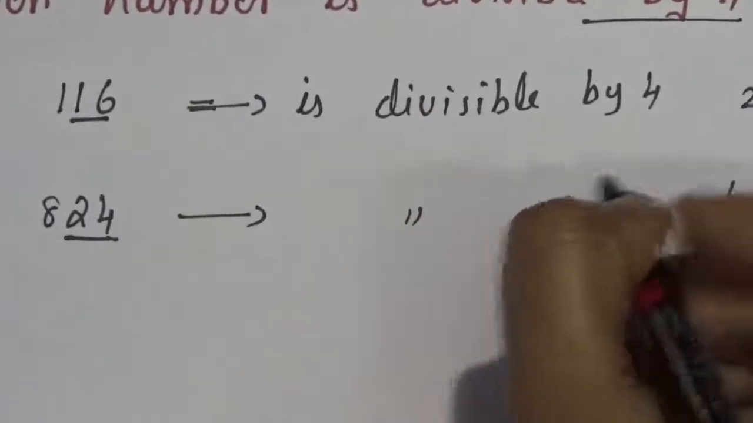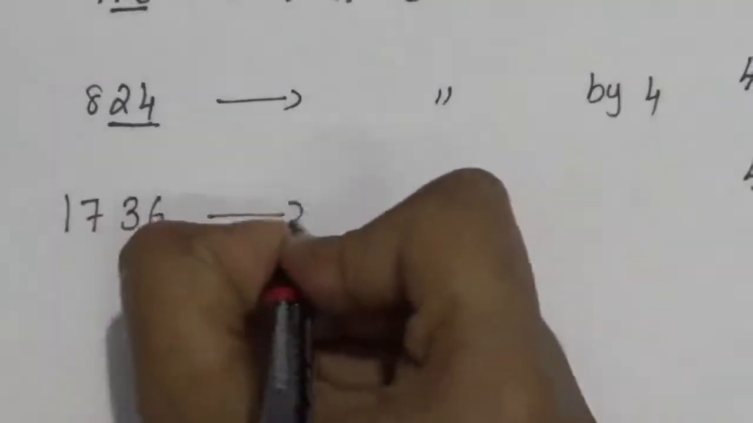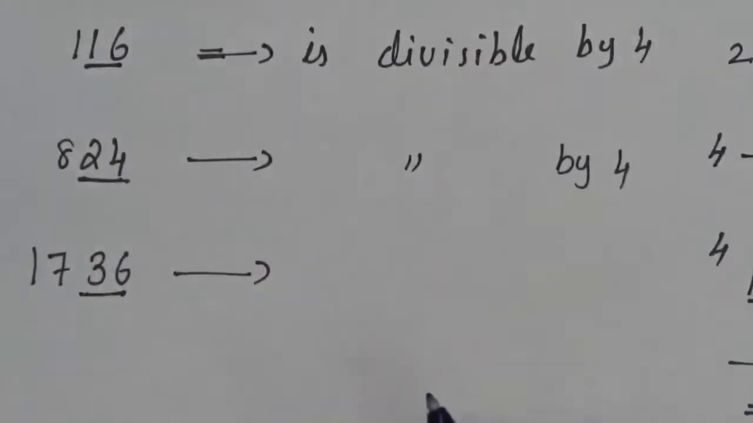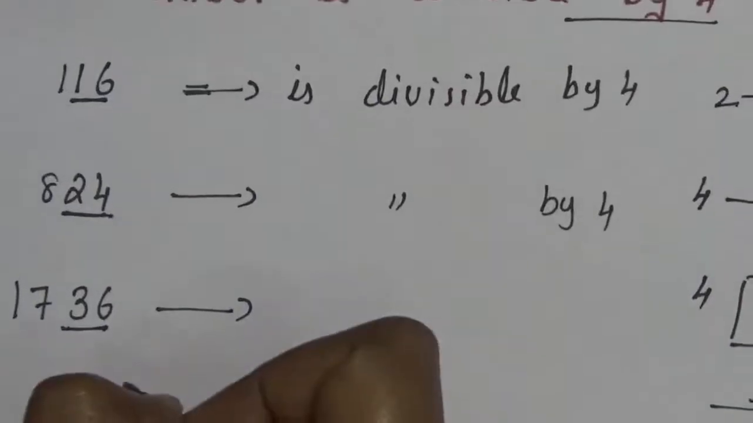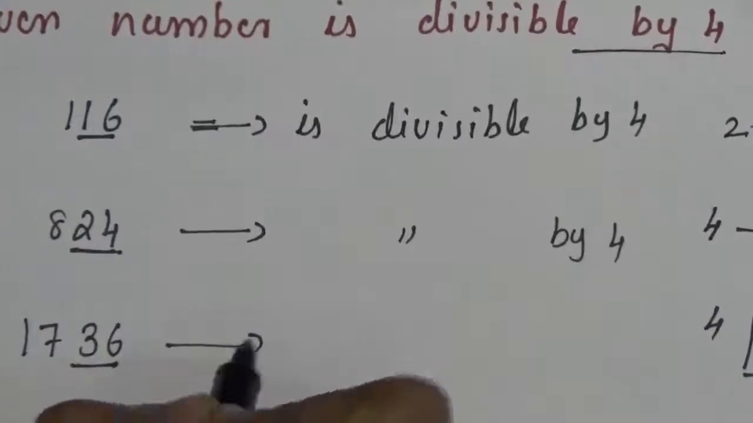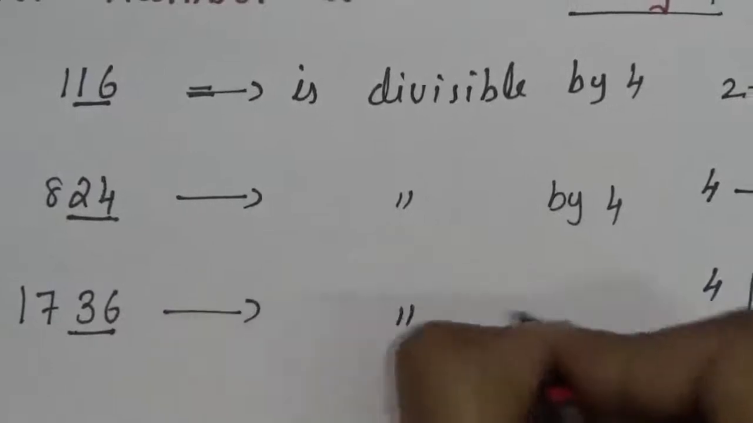Okay, one more example, 1736. Is it divisible by 4? Take only the last 2 digits of the number, that is 36. 36 is a multiple of 4, or 36 is divisible by 4, or 36 is there in the multiplication table of 4. So we can say that this number is divisible by 4.